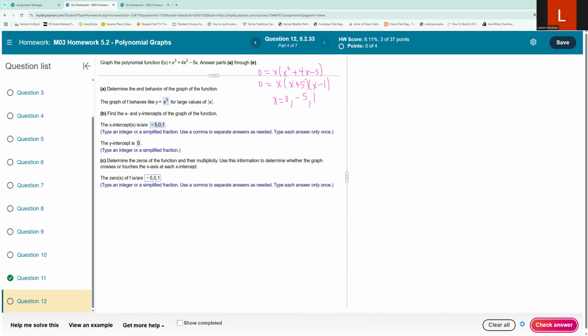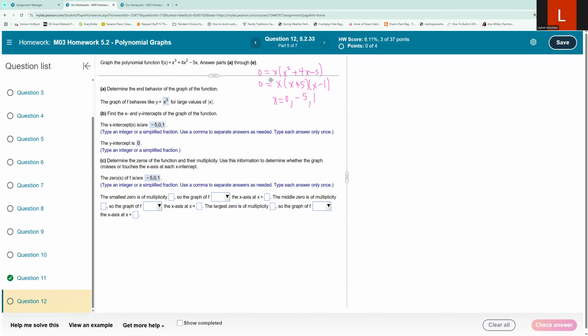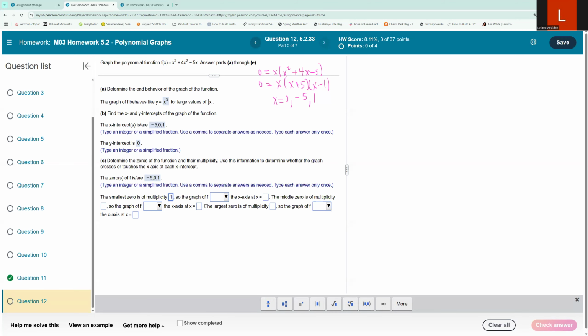Okay, and now we're going to talk about each one. Each one of these also has a multiplicity of 1. So it's going to be the same thing. We have a multiplicity of 1. The smallest 0 is -5.